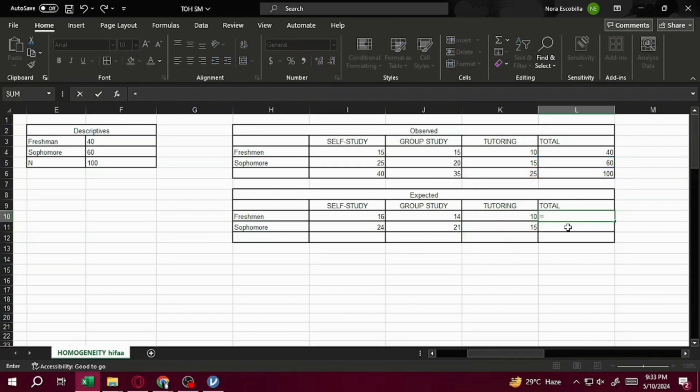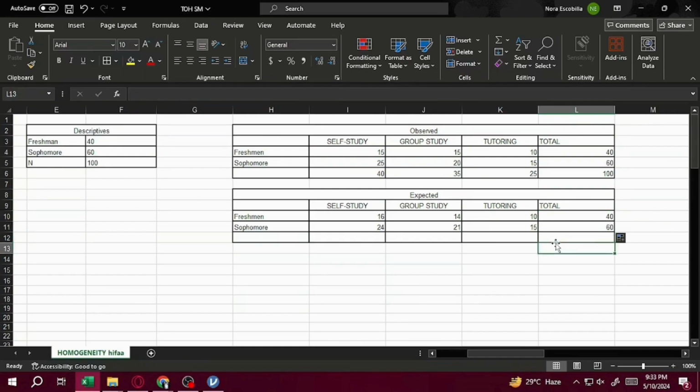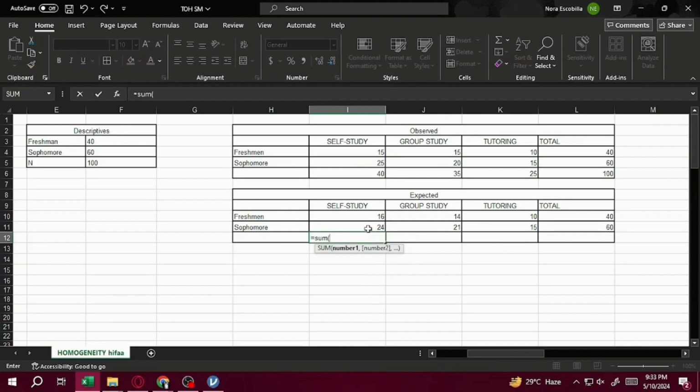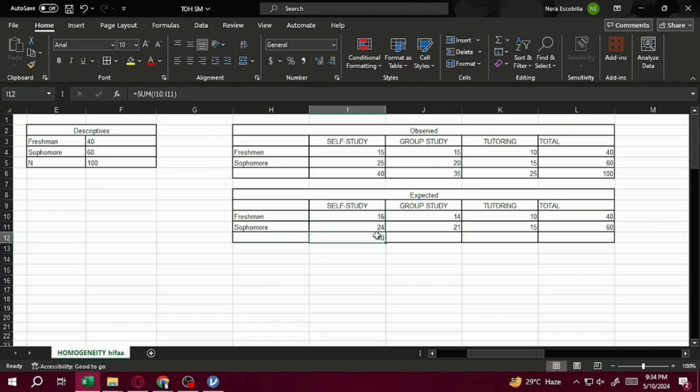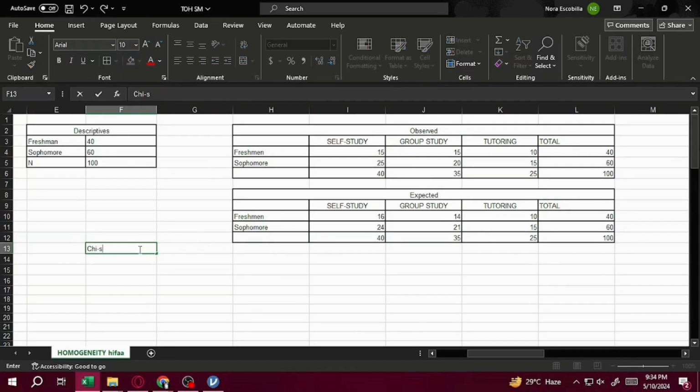We have 15. The next thing that we need to do is add all of this together. For the freshman, 16, 14, 10 with a total of 40, same as our descriptive and observed value. And for the sophomore expected, we have 24, 21, 15. We have 60. So after adding the column, we need to add each row. Like for example, in the self-study, 16 plus 24, we have 40. In our group study, we have 35. And in our tutoring, we have 25 with a total of 100.